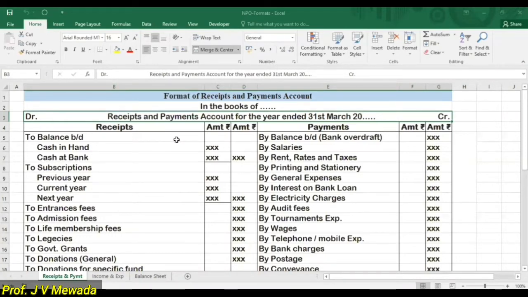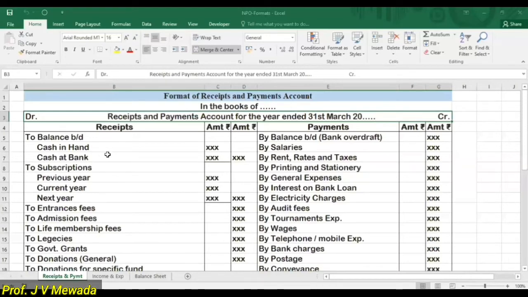Now as I told you earlier, in a problem we are given the receipt and payment account. With the help of this receipt and payment account, we are going to solve the problem and prepare the income and expenditure account and the balance sheet. At the top of the format, we are given the name of the NPO. Then we have the receipts and payment account for the year ended 31st March so and so, giving us the result of one year.